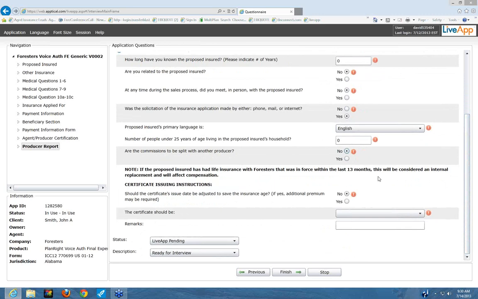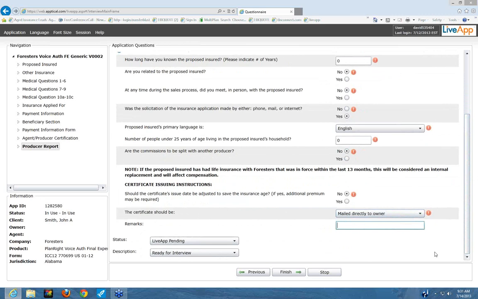This is talking about internal replacement, that if they had a policy with Foresters within the last 13 months, it will be considered an internal replacement, and that will affect your compensation. Should a certificate issue date be adjusted to save the insurance age? So you could actually, I don't do this, but if they turned 70 years old yesterday, you could backdate this to when he's 69, if you so chose, and then additional premium may be required. But I don't bother with that. The certificate always mailed to the owner.